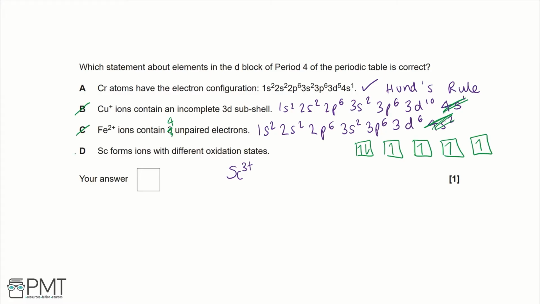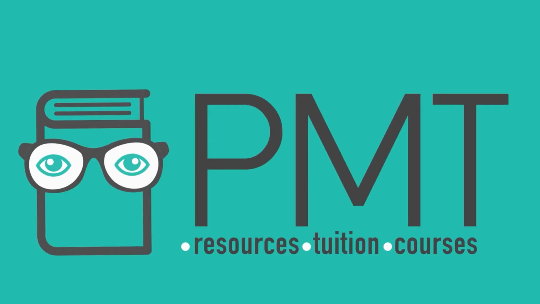So D is also incorrect, and therefore we write A in the answer box. So to get the mark for this question, you need to write A in the answer box provided.